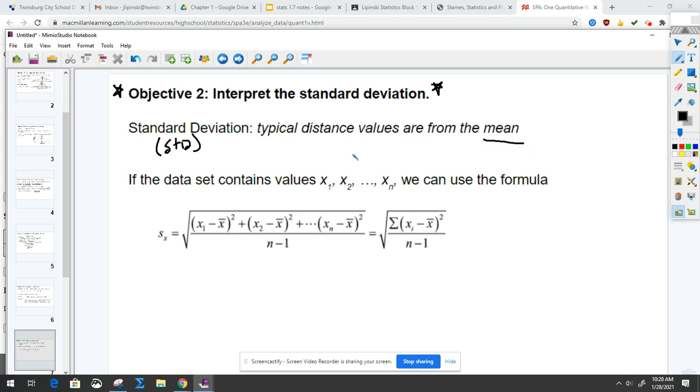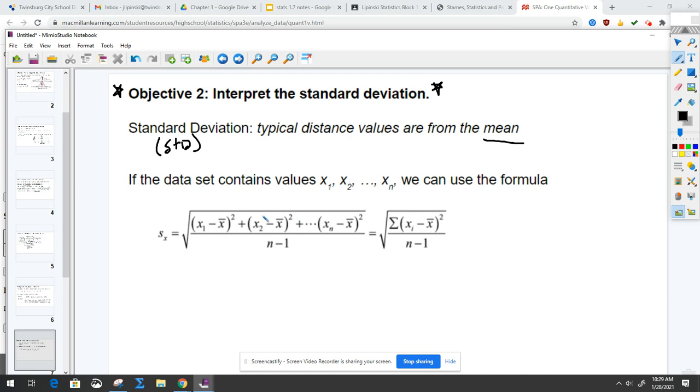And then we have this long, ugly formula. If the data set contains x1, x2, all the way to xn, we can use this formula where we take x1 and subtract. Do we remember what X bar stands for? X bar is the mean. So we would take each value, subtract the mean, square it, and then add it. It's a lot of math. We don't have to do that.